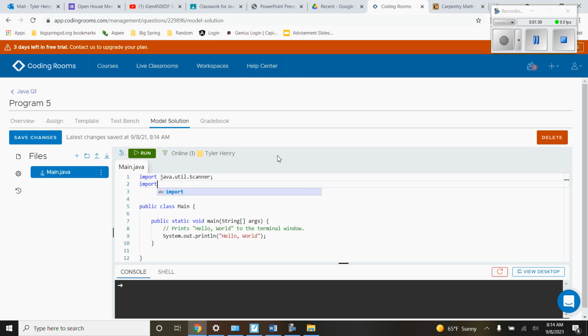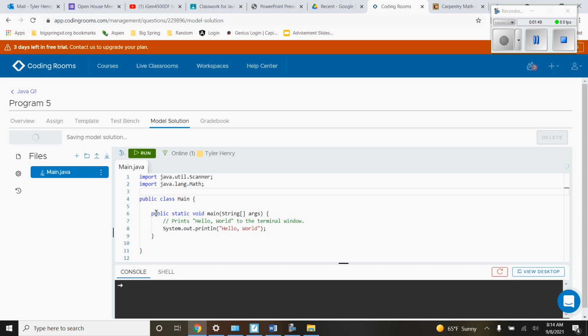I'm also going to import the math. So that was this from the video earlier. I like to keep some spaces here just to keep myself organized. Now I know I don't need this. I will put in the comments here that I'm going to find the radius of a cylinder given volume and height.